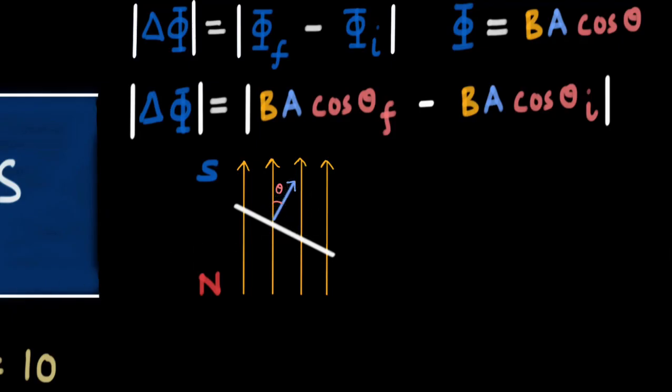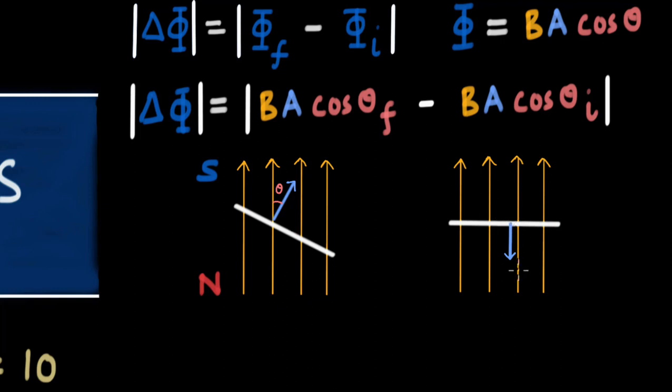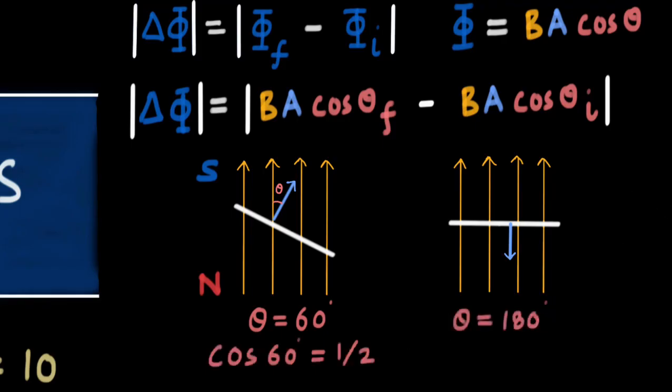Once it has rotated by some degrees, finally the angle between the area vector and the magnetic field is 180 degrees. So in that case, the coil would look just like this along with the area vector. You can see how the angle between the magnetic field vector and the area vector is 180 degrees. So theta is 60 degrees to begin with, which makes cos theta 1 by 2, and theta is 180 degrees after 3 seconds, which makes cos 180 degrees minus 1.